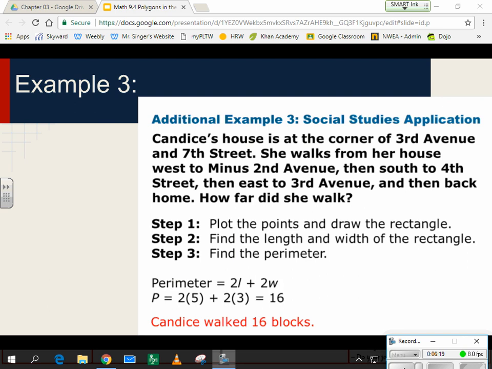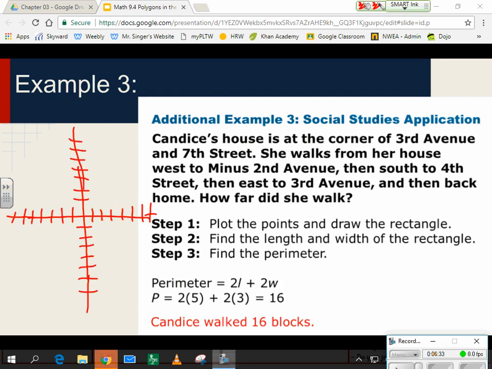So the first thing we're going to do is plot the points on a coordinate plane, find the length and the width of the rectangle, and then figure out the perimeter. So first we have to make a coordinate plane. It says she lives at the corner of 3rd Avenue and 7th. So if we go over 3 and up 7, this is where we're going to start. Now she walks from her house west to minus 2nd Street. So minus 2 would be 2 to the left of the axis.